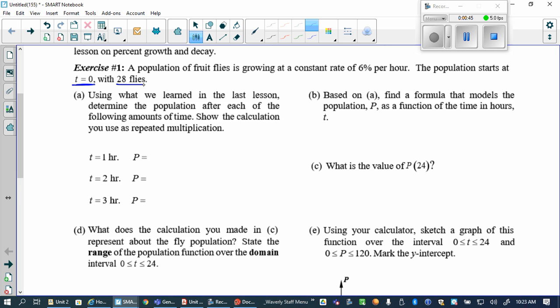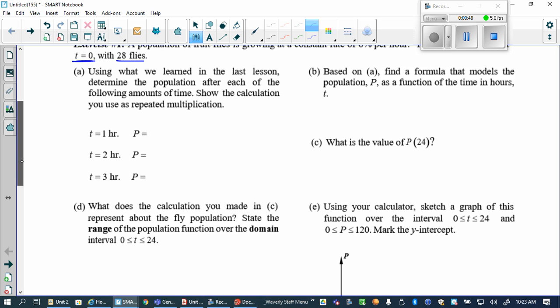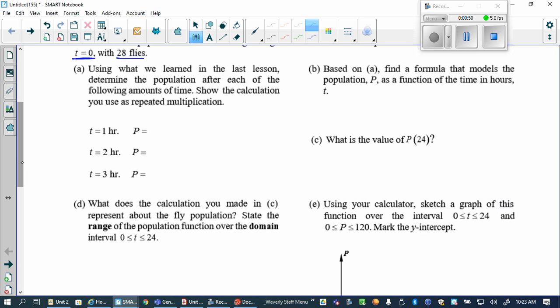So let's go ahead and see how many flies we'll have in part A, like we learned in the last lesson. In 1 hour, population P equals, what's the starting amount? 28 times 1, and it's increasing, so 1 plus what? 0.06, which is 1.06. How many flies do we have?